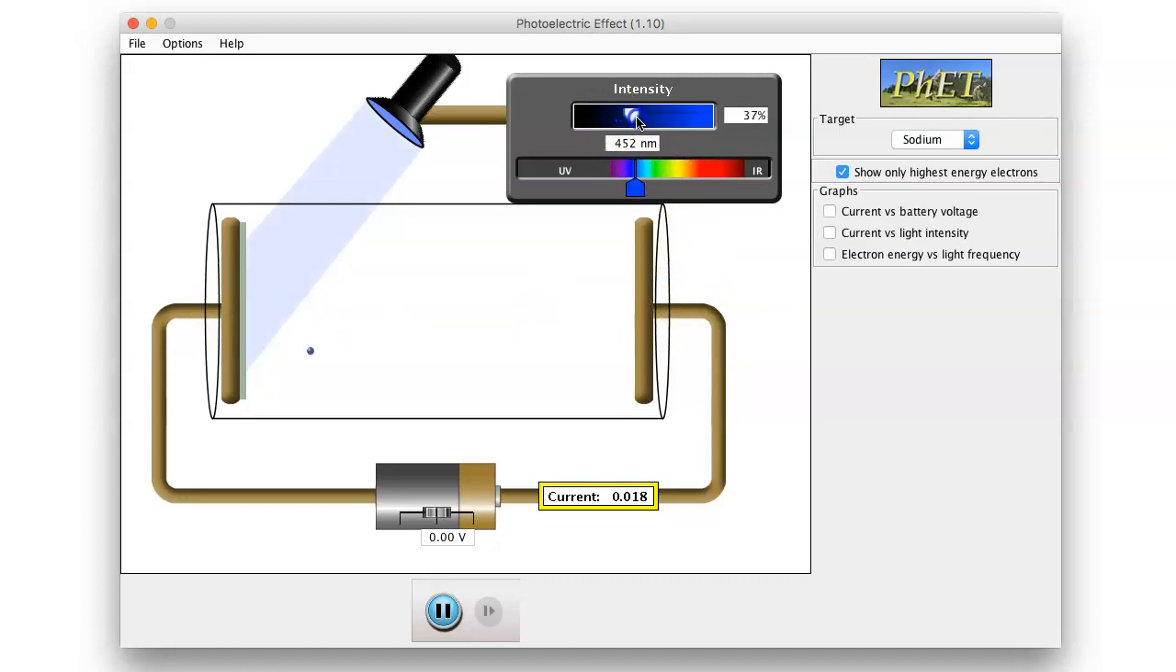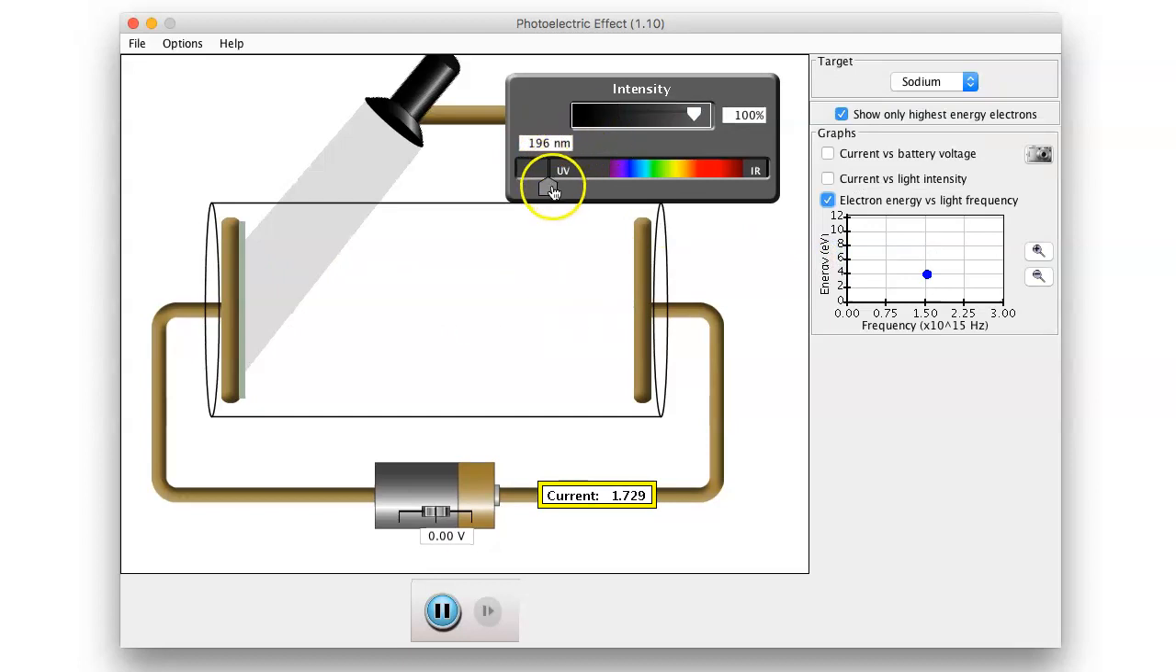So increasing intensity should increase the speed of these electrons, and it's not. Only when I made the wavelength smaller and frequency higher did the speed increase. So electron energy and light frequency were a linear relationship.